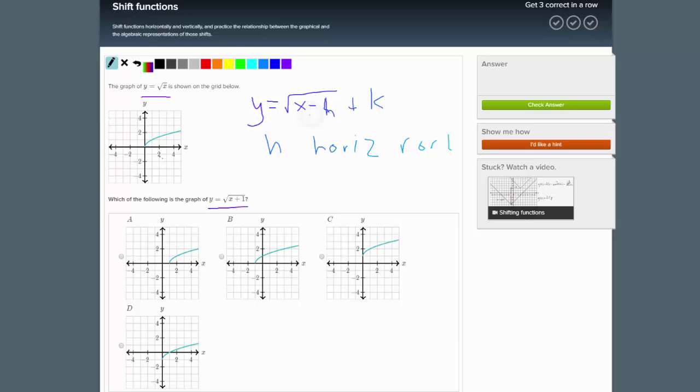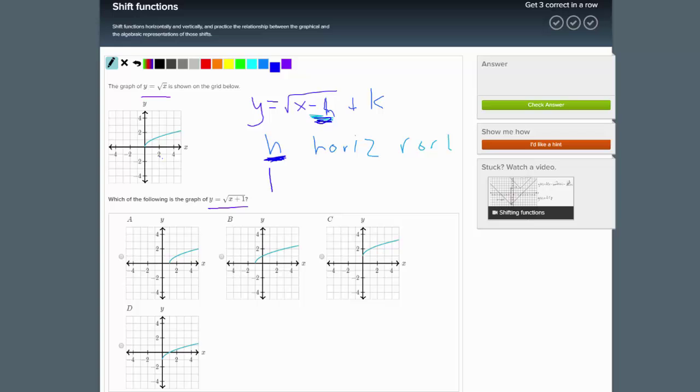Notice this says minus h and this is positive h. These are opposite of each other, which means they're always going to be opposite. So if it's minus 4 inside, it'll be 4 outside here. So if it's minus 4 inside the parentheses, it'll be positive 4 when I figure out what my shift is. If it's plus 6 inside the square root, it'll be negative 6 when I figure out what my shift is.